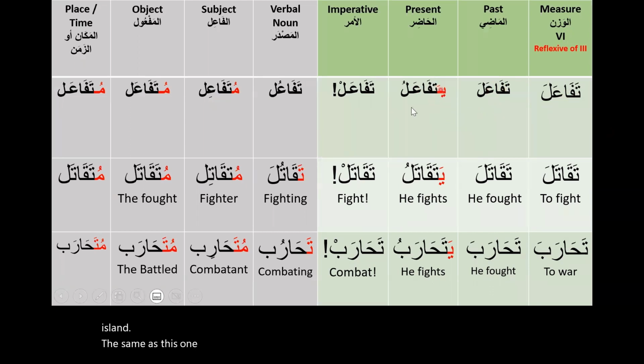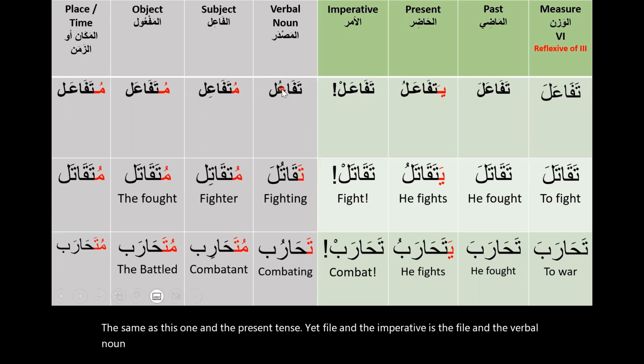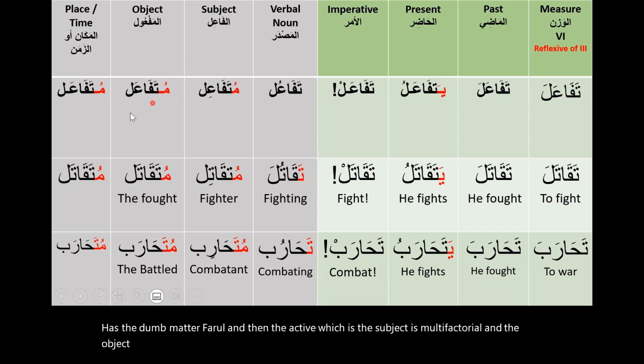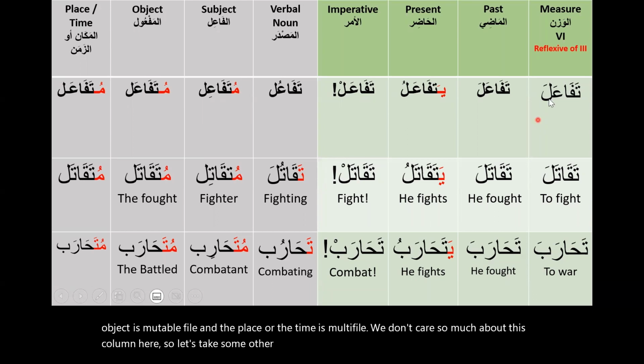In the present tense يتفاعل, and the imperative is تفاعل, and the verbal noun is تفاعل. So the N has the Dhamma تفاعل, and then the active, which is the subject, is متفاعل, and the object is متفاعل, and the place or the time is متفاعل. We don't care so much about this column here. So let's take some other verbs so we can weigh them against this scale.